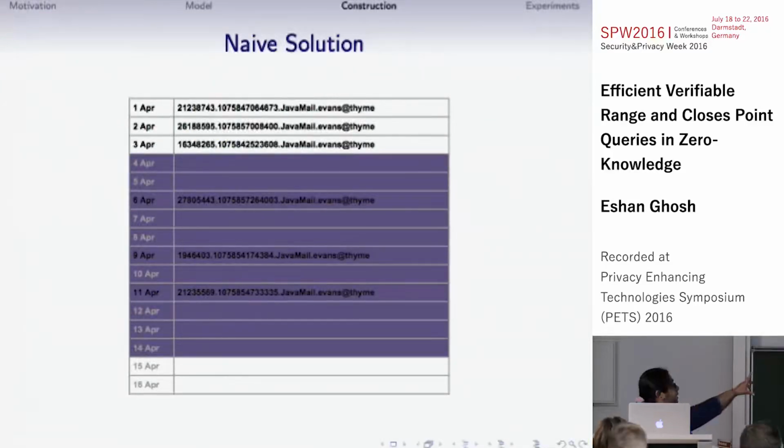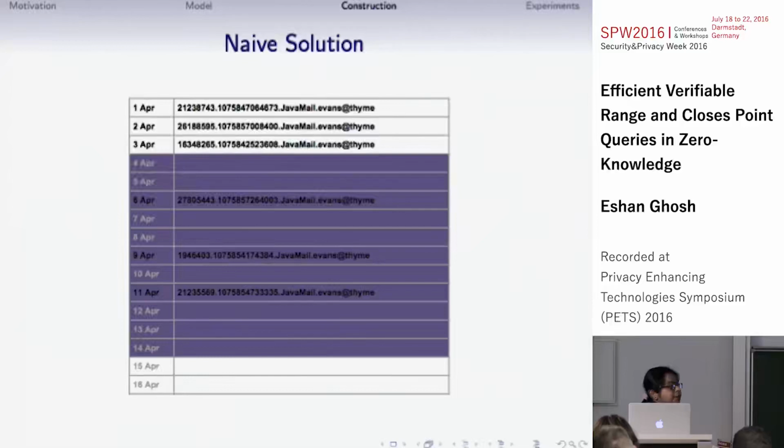Think of this tiny toy database as a database of email records, and corresponding to the query of 4th to 14th April, the highlighted records should be returned to the client. Now, the client needs to know that these records are authentic, but it also needs to know that no record has been withheld. There are techniques you could employ like a Merkle hash tree, which will not be privacy preserving.